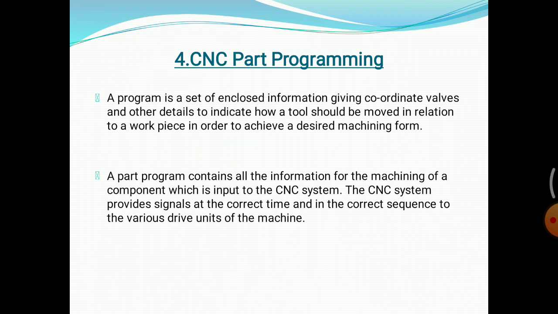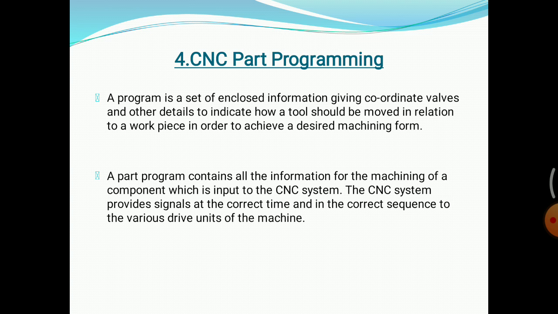A CNC part program will contain all the information for the machining of a component, which is the input to the CNC system. The CNC system provides signals at the correct time and in correct sequence to the various drive units of the CNC machine. So a CNC part program is nothing but a set of enclosed information which is written by using alphabets, numbers and symbols. It will give us information related to coordinate values. For example, the coordinate values are nothing but the x-axis value, y-axis value and z-axis value, and other details.